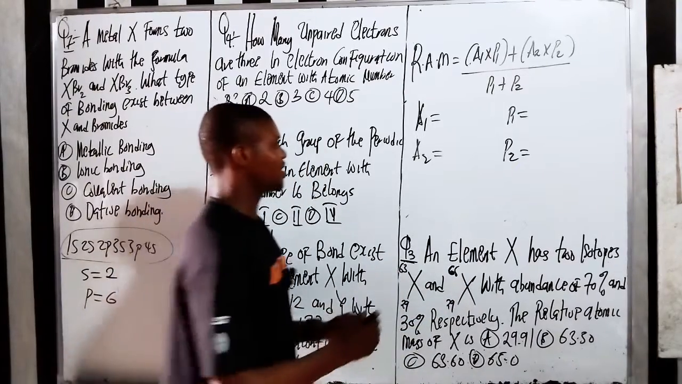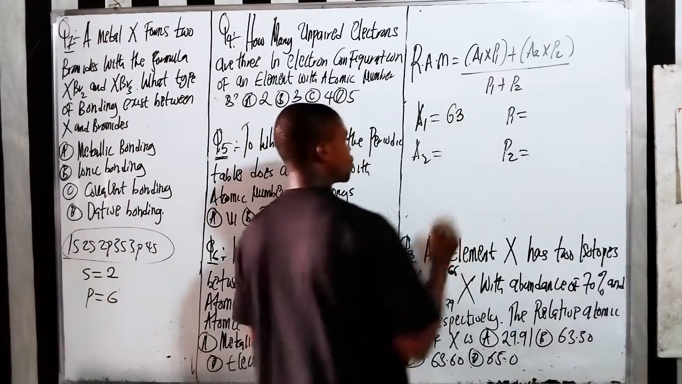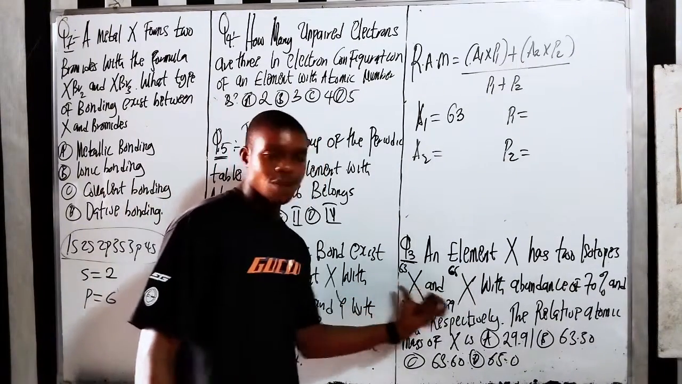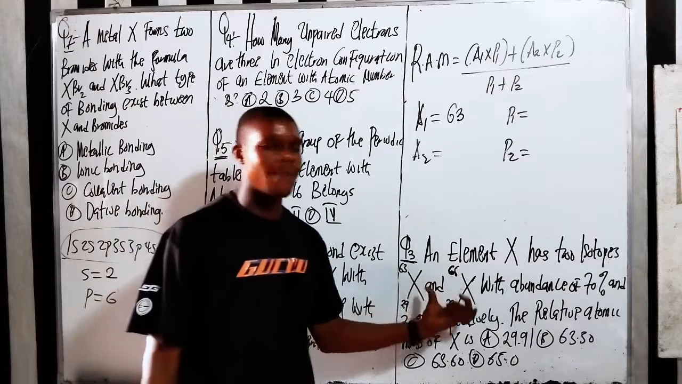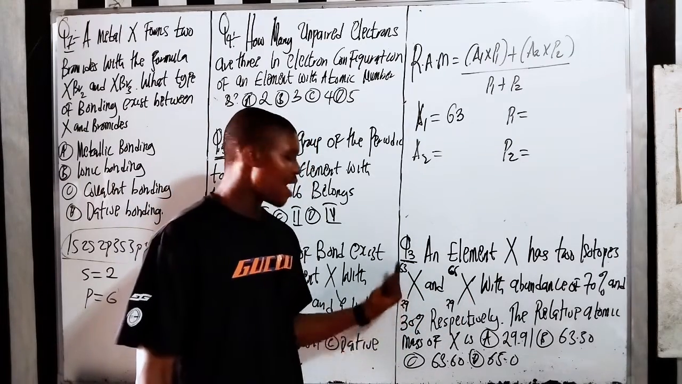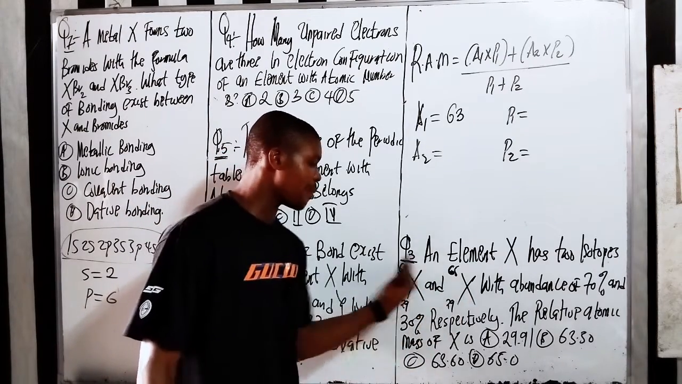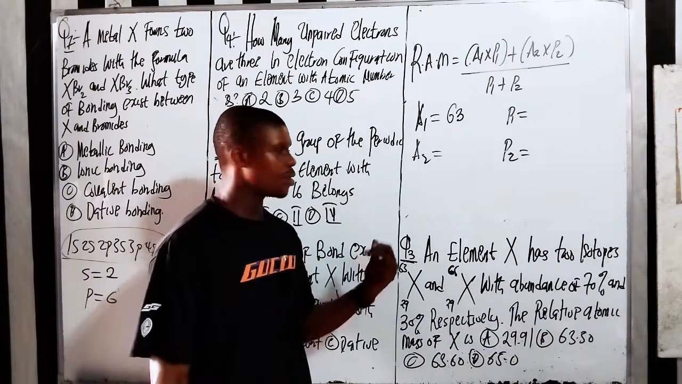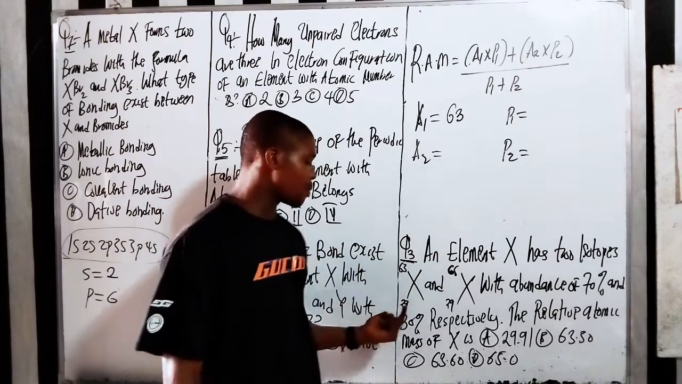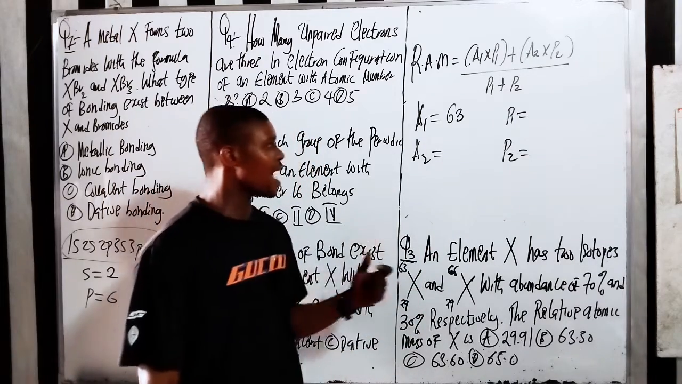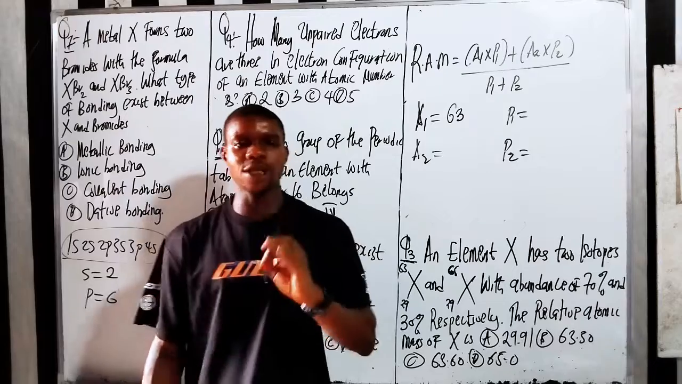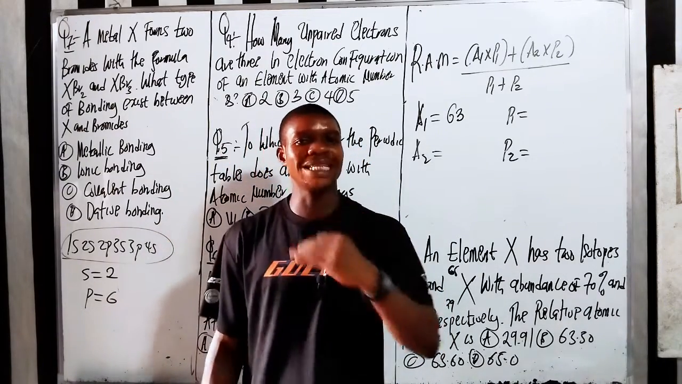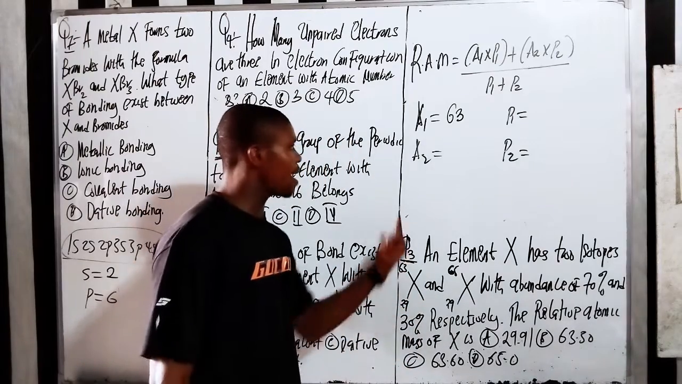My A1 is going to be 63. Now, isotopes are a phenomenon whereby 2 atoms of the same element have the same atomic number but different mass numbers. So these are called atomic masses. A1 means the atomic mass of the first isotope, A2 means the atomic mass of the second isotope. Each isotope must have its percentage abundance.